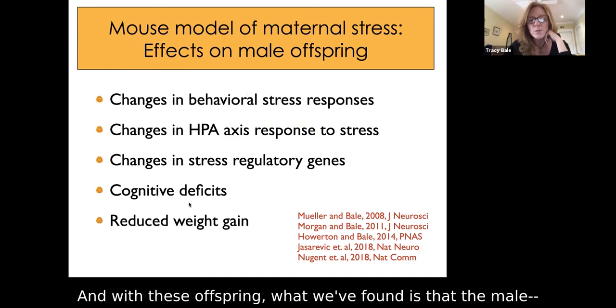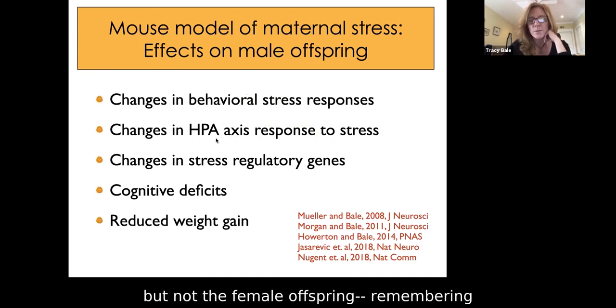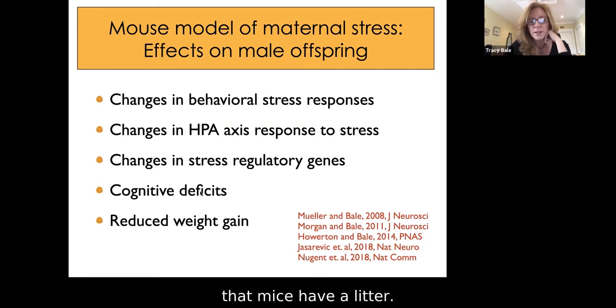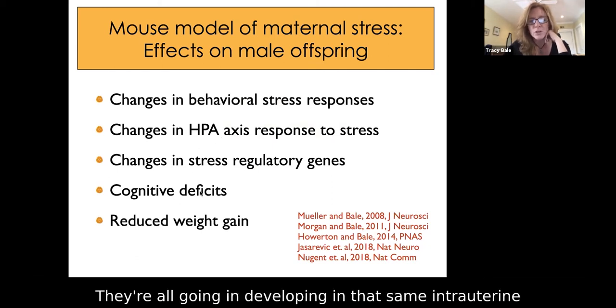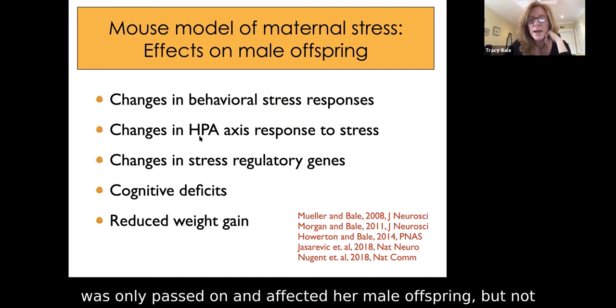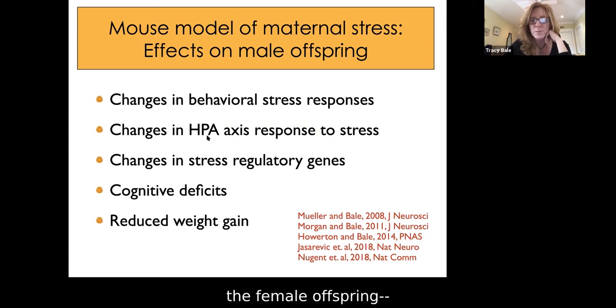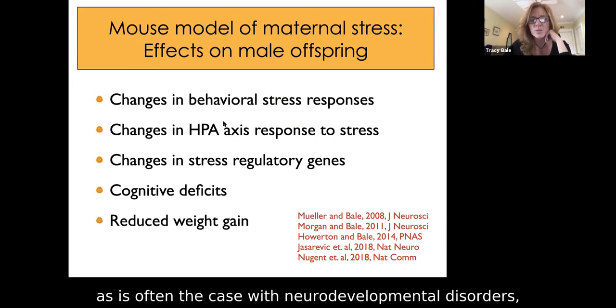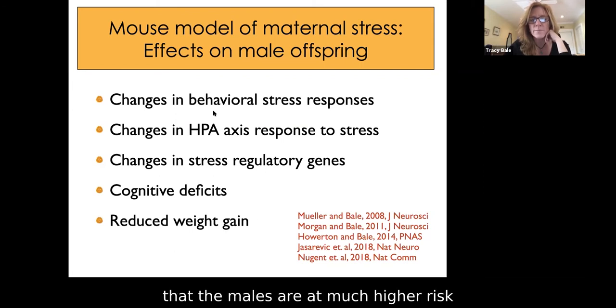And with these offspring, what we've found is that the male, but not the female offspring, remembering that mice have a litter, they're all growing and developing in that same intrauterine environment, this phenotype of mom's stress was only passed on and affected her male offspring, but not the female offspring, as is often the case with neurodevelopmental disorders, that the males are at much higher risk for intrauterine environmental challenges.